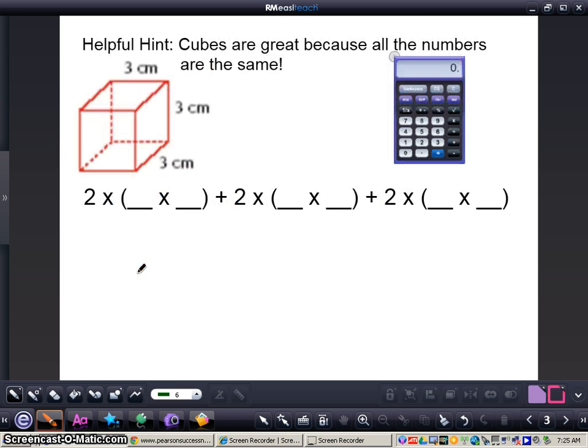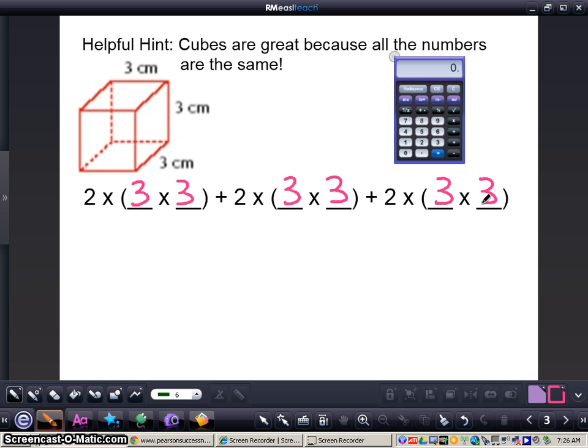Now we're going to take a look at finding the surface area of a cube, and a cube is very simple because all the numbers are the same. So what we'll do, 2 times, we'll just fill in our numbers here, 3 times 3 plus 2 times 3 times 3 plus 2 times 3 times 3. Okay, now we're going to move to our next step.